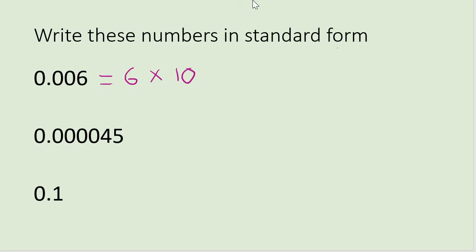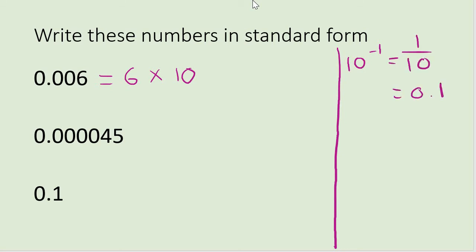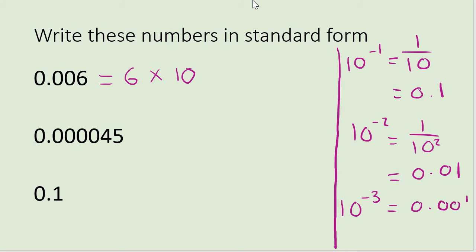And the reason why, now we know our indices laws, 10 to the minus 1 is the same as 1 over 10. And as a decimal, that's 0.1. 10 to the minus 2 is the same as 1 over 10 squared, and that's the same as 0.01. And if I carried this on, 10 to the minus 3 would be 0.001.